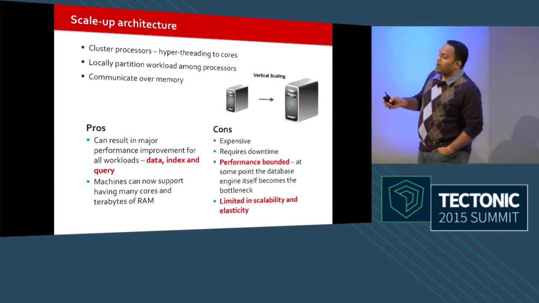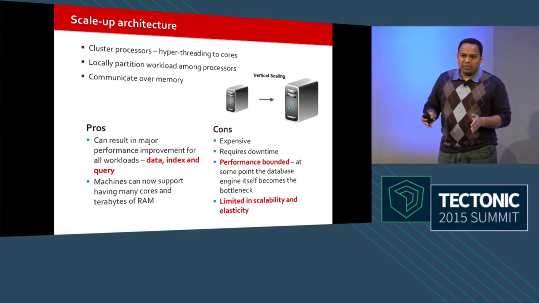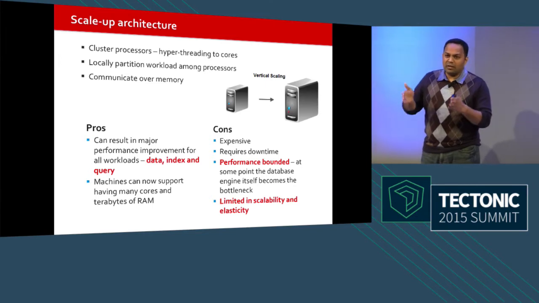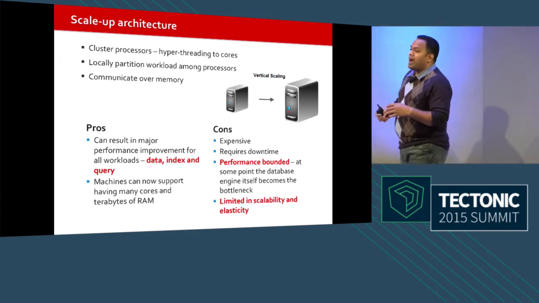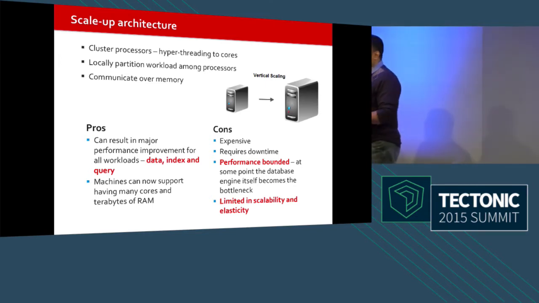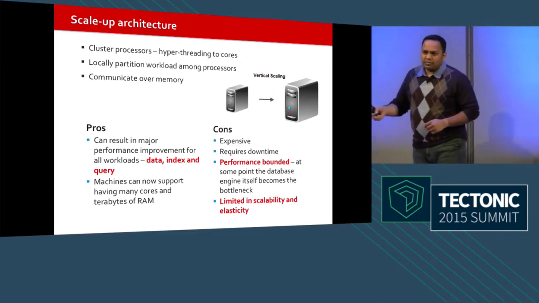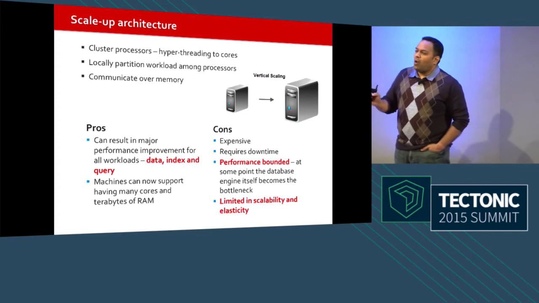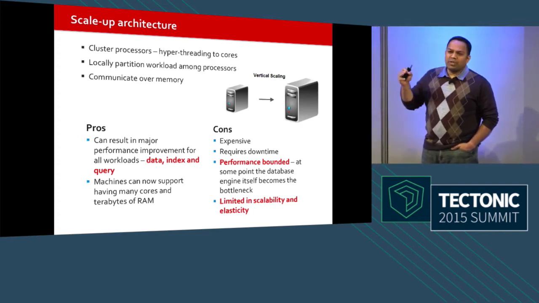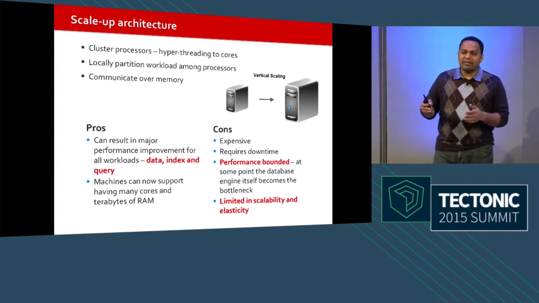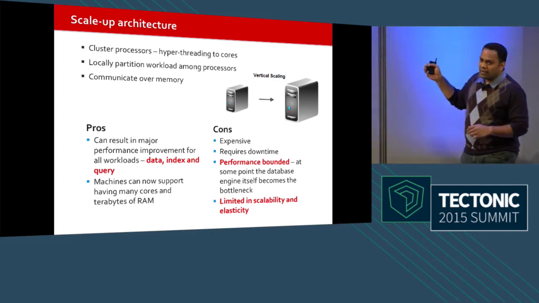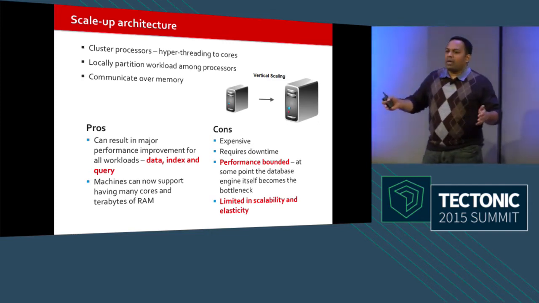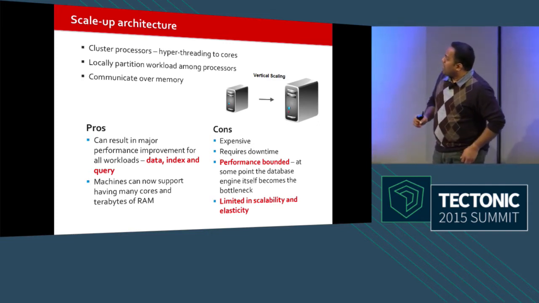What you have in the scale-up architecture is a single monolithic server, and pretty much all your workload is on the single node. If you want to add more capacity, make your data access faster, or make your queries run faster, all you need to do is add more CPUs, add more RAM, or faster SSDs to the single monolithic server. That's how you add more capacity or make it more performant.